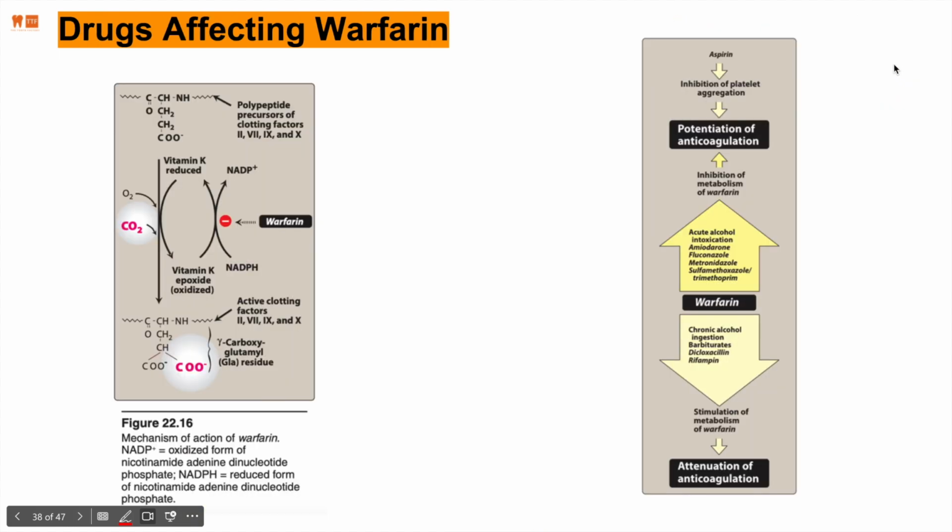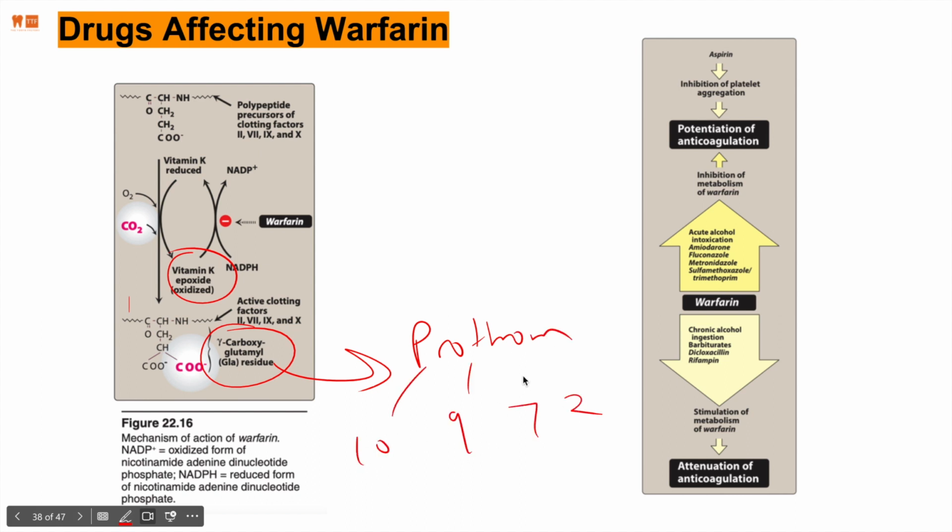That's the story. Okay? Essentially, vitamin K epoxide, which is oxidized vitamin K, turns into reduced vitamin K. All of that occurs right here as gamma-glutamyl carboxylase is taking place. This is responsible for formation of prothrombin. Prothrombin turns into thrombin, and factors 1972. So, warfarin blocks this area right here.